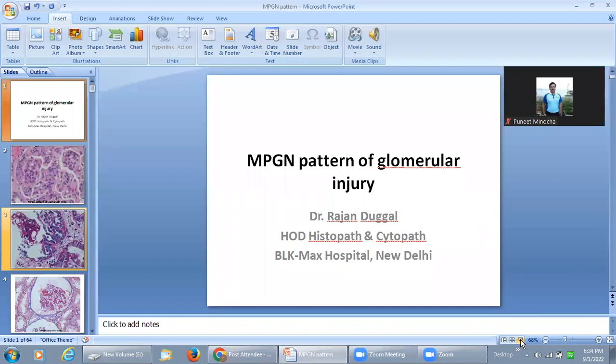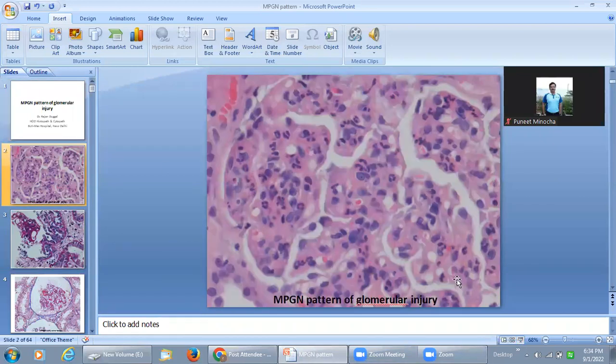So I'm going to show you some diseases which classically show this kind of Amphigen pattern of glomerular injury. And what I want to highlight is that whenever you get this diagnosis, the Amphigen pattern, don't jump to the conclusion that it is membranoproliferative glomerulonephritis. Okay, so first I'll show you how Amphigen looks.